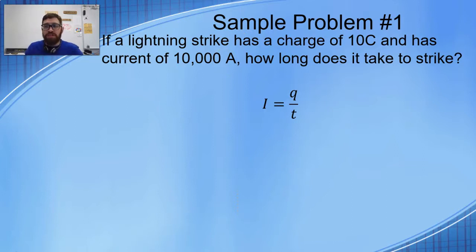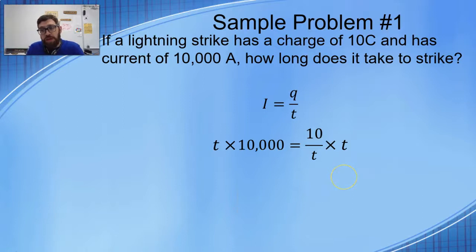So I know that this is the equation: I equals Q over T. We're going to plug the numbers in. I is 10,000. The current goes there. Q is 10, so we're going to substitute 10 in for Q, and T is what we're solving for. Whenever you're solving for the variable in the denominator, the first thing you have to do is cross multiply, or at least multiply by that variable on both sides. So we're going to multiply by T on both sides.